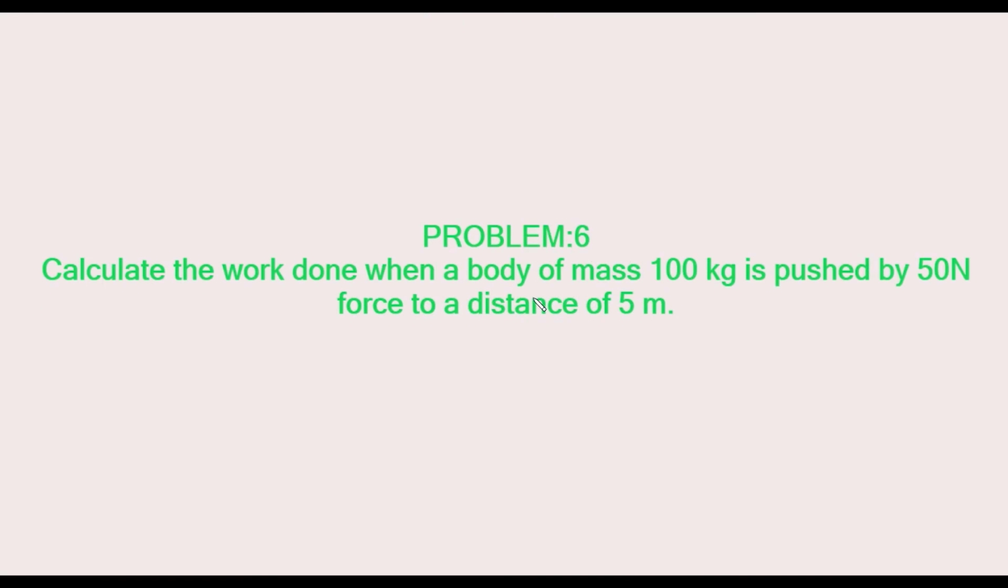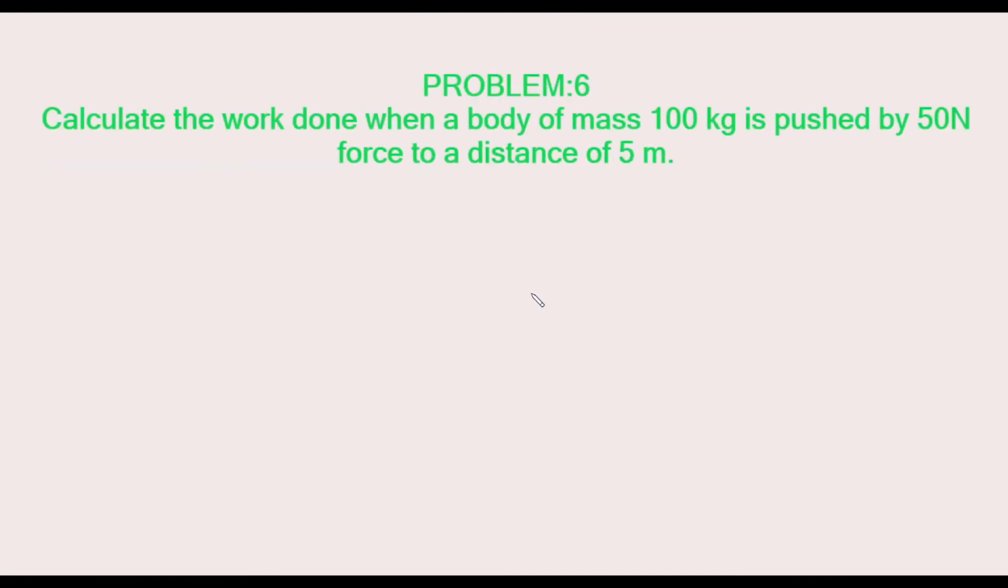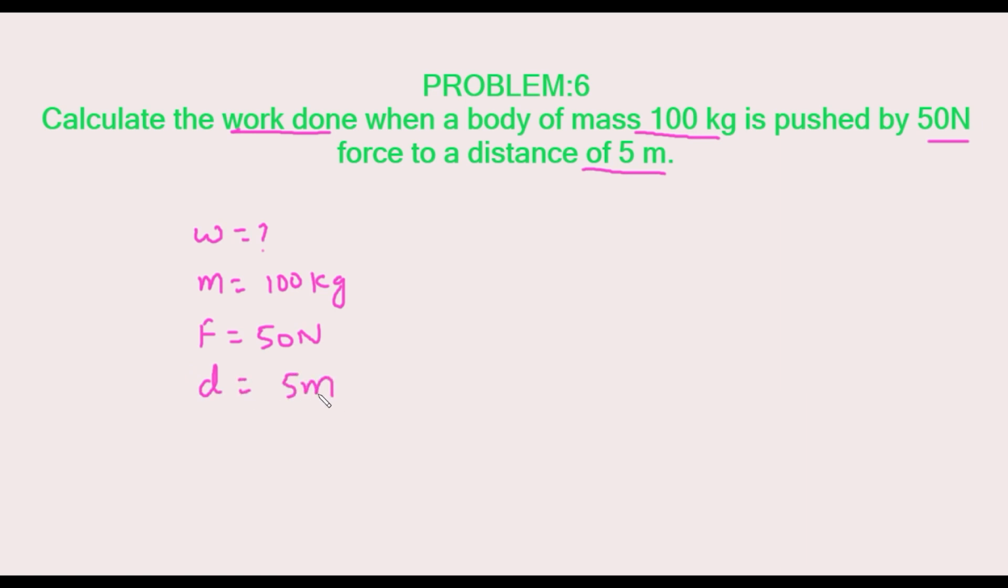So let us look at the next problem, problem 6. In problem 6, we have to calculate the work done when a body of mass 100 kg is pushed by a force of 50 Newton at a distance of 5 meter. The distance is given as 5 meter. So calculate the work done.